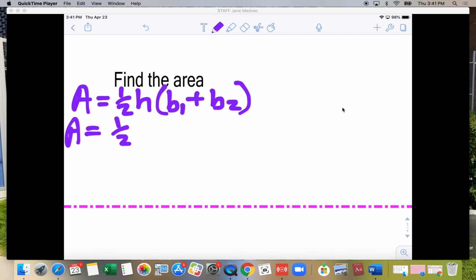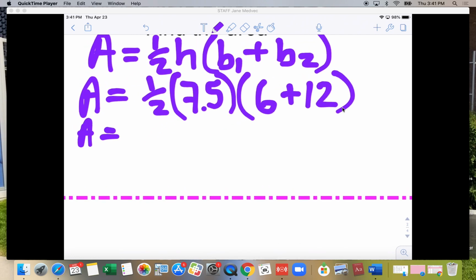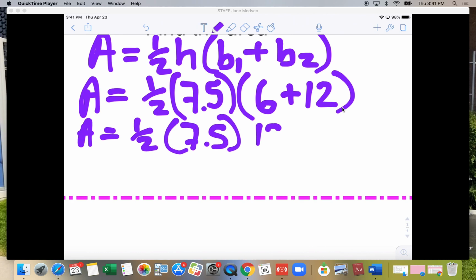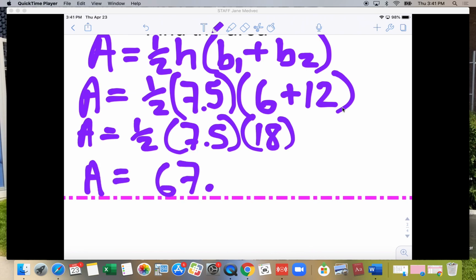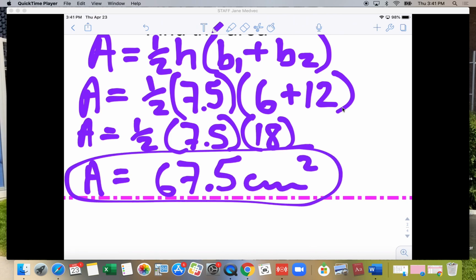So I'm going to write in 7.5. Notice how I'm using parentheses. I'm not using an X in there because that looks like a variable, or a dot because that could look like a decimal. Then I'm going to grab my base 1, which is 6, and my base 2, which is 12. Again, it doesn't matter which is which. I bring this through, add those together, and I get 18. I multiply it through and get 67.5, and that's going to be centimeters squared. Again, I'm finding the area, so I include the squared.